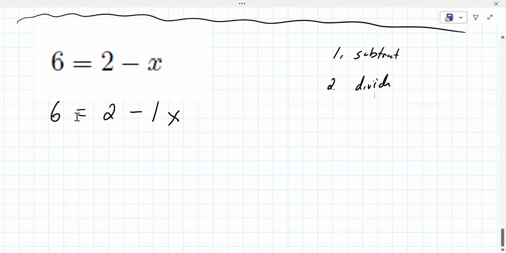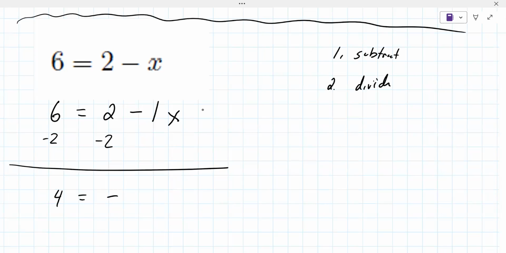The final answer is x equals 2. That is completely wrong. Sourish, I'm asking you to tell me what to subtract from both sides. Subtract 2 from 6. Yes, we're going to subtract 2. All right, so you have 4 equals -1x.